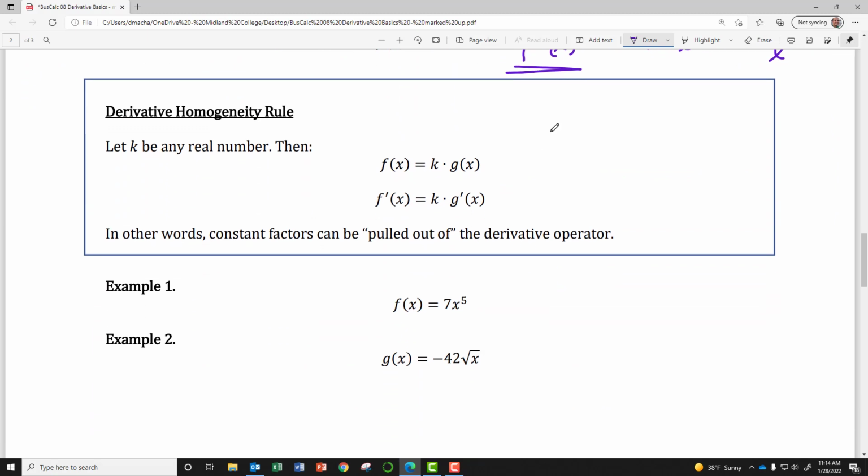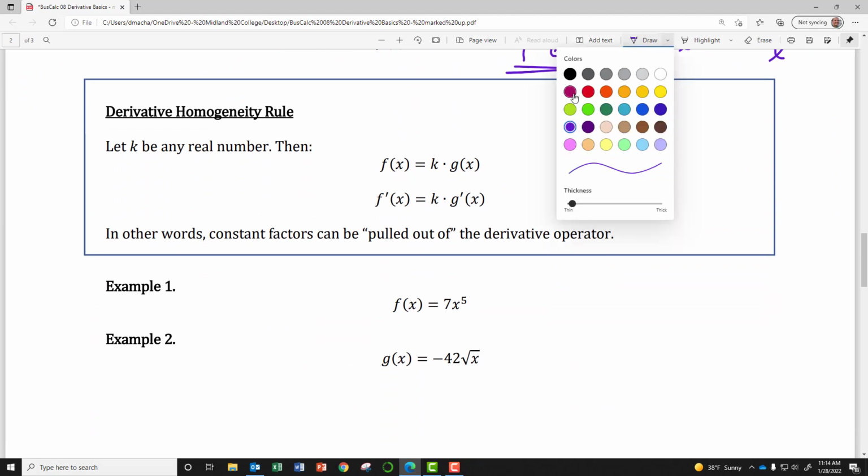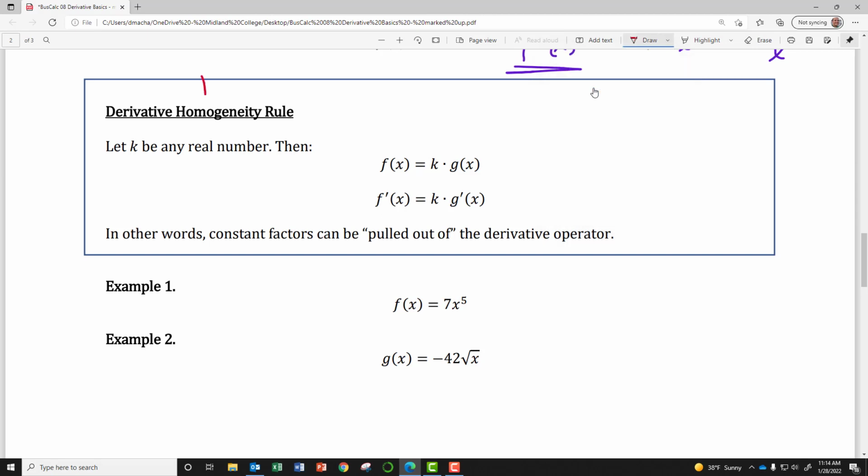Okay. Here's another rule, another shortcut that you should have in your pocket for evaluating derivatives. And this word, you pronounce it homogeneity. So we're talking about the derivative homogeneity rule. What this is saying is that if you multiply some function by a constant, so k is just a real number, then you can just take that k constant and leave it alone. Let me show you with an example.